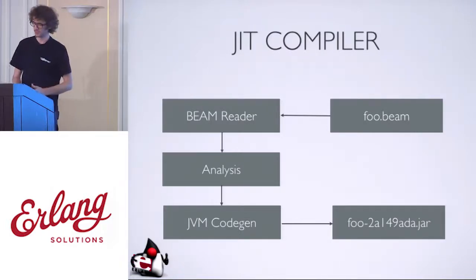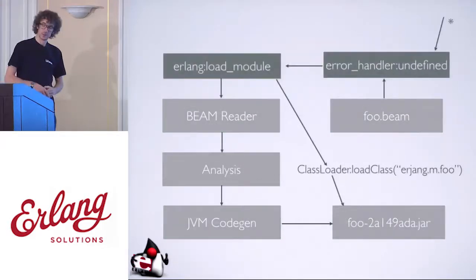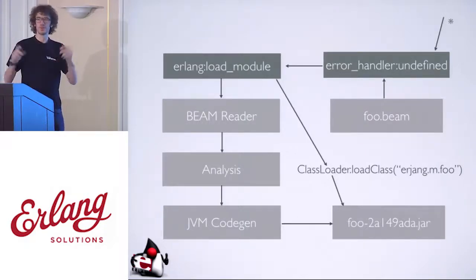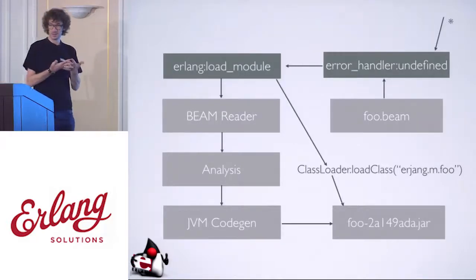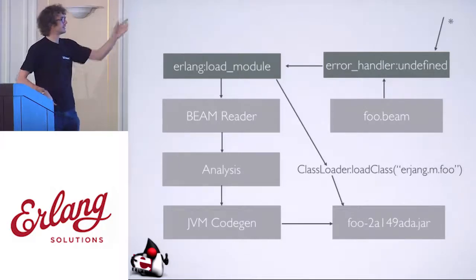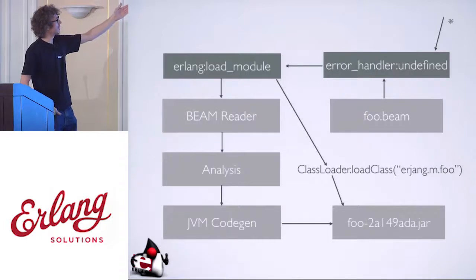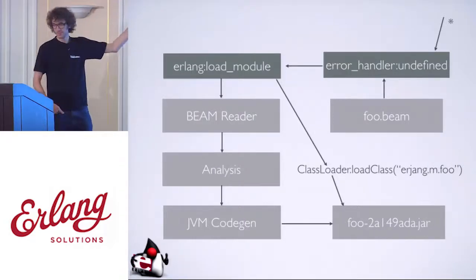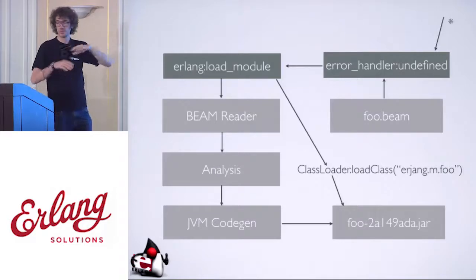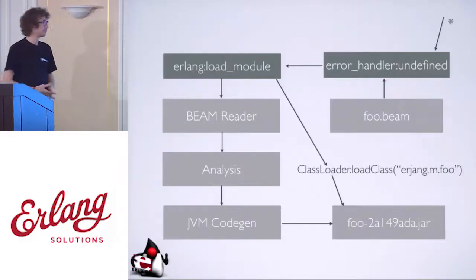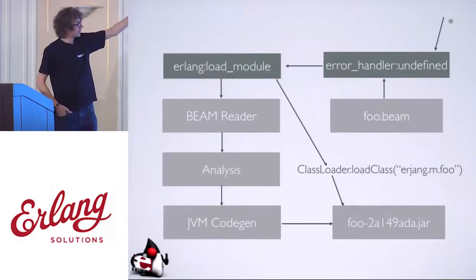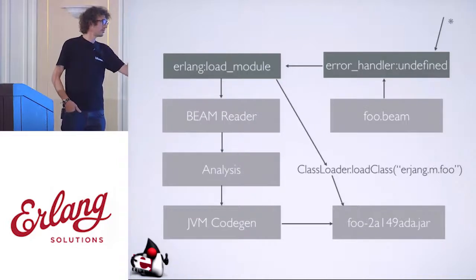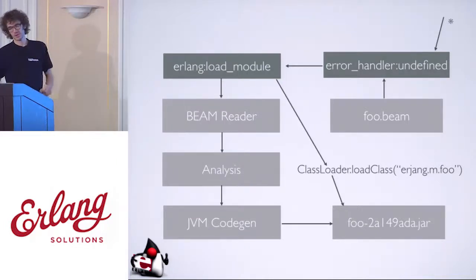These jar files can then get reloaded. So it hooks into the error handler, just like Beam does. The error handler, aptly named, should really be the unknown module handler, because it gets invoked whenever some function is missing. So there's an undefined function, and then that calls the BIF called Erlang load module. In our case, Erlang load module uses all the same OTP logic for loading the modules from OTP paths, etc. And eventually, after compiling that, it uses Java's class loader mechanism to load a Java class called erjang.m.foo, which is then living inside that jar file.